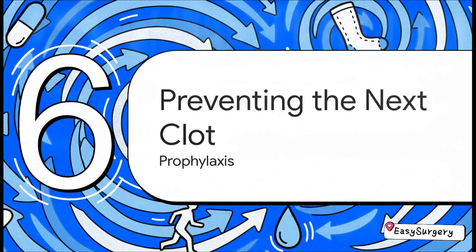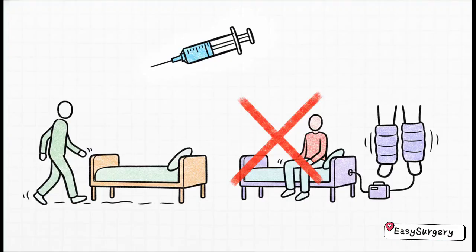Which brings us to our final section, number 6, preventing the next clot. When it comes to DVT prophylaxis, especially in a hospital setting, chemical prevention is simply the best route. Pharmacological prophylaxis using low molecular weight heparin is far, far superior to merely using mechanical methods alone. That said, mechanical methods are still totally essential. But we have to bust a major myth right here.